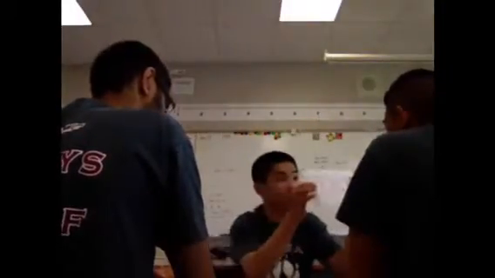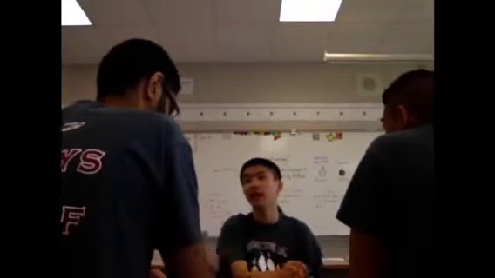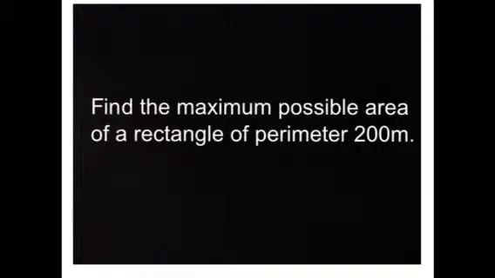Guys, I have a huge problem, and I have to solve it, and I don't know how. Can you guys help me? Find the maximum possible area of a rectangle of perimeter 200 meters.